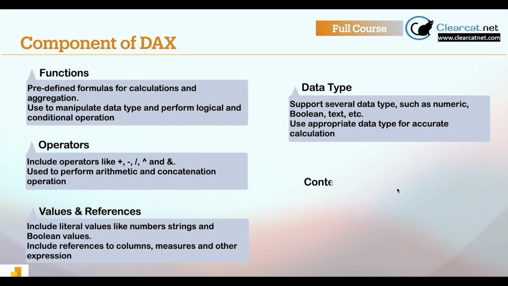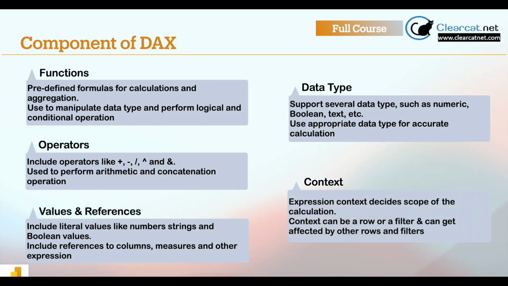And the last one is context. Expression context decides the scope of the calculation. Context can be a row or a filter, or can be affected by other rows and filters. These are the 5 components of DAX.